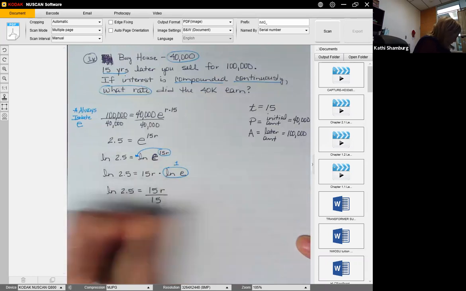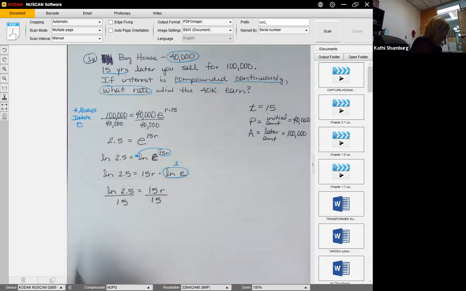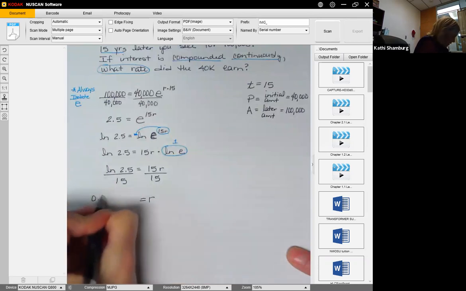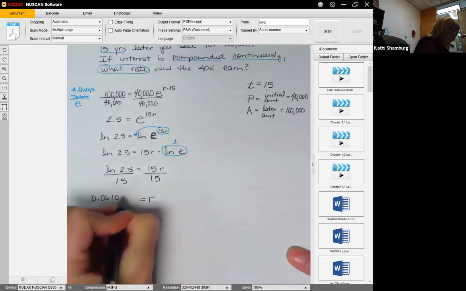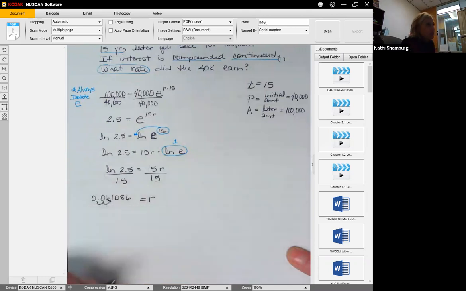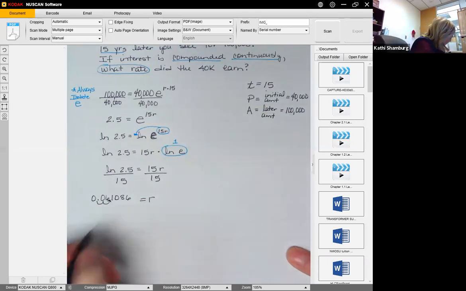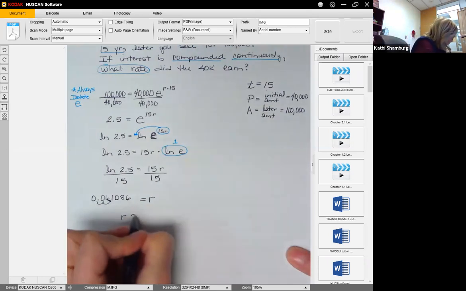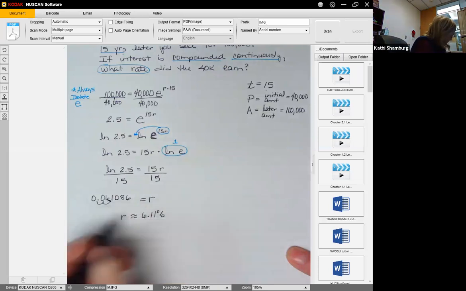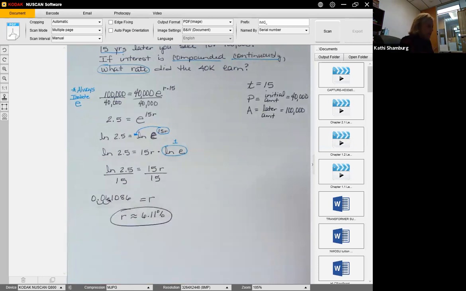Divide both sides by 15. And so you get, let's see, I think you get 0.061086. To convert it into a percentage, now, it just depends on how far WebAssign asks for. I'm going to say that r is approximately 6.11%. So that is the rate.